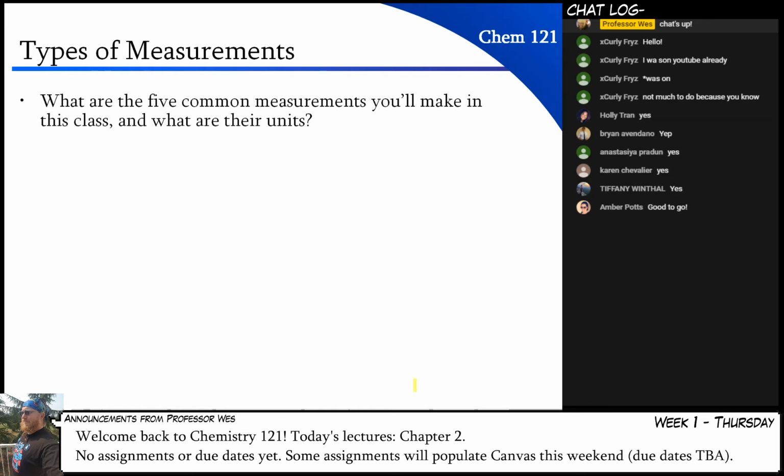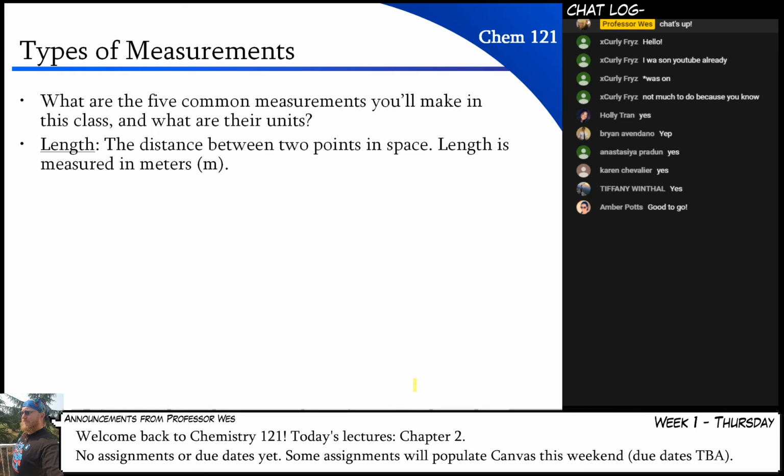So the first thing I want to talk about are the types of measurements that you're going to actually make. So what are the dimensions and what are their meanings? The first one that we're going to talk about is length. Length is the distance between any 2 points in space, which you're probably saying, well, yeah, of course. You could measure your height in length. You could measure the length of a table. You could measure how long you travel to go to work. The unit that we're going to be using is meters.